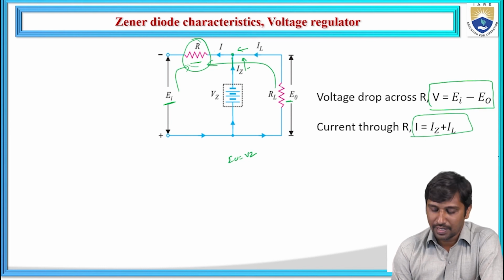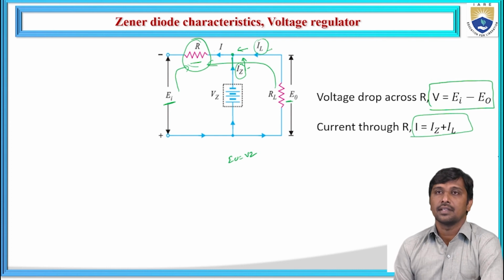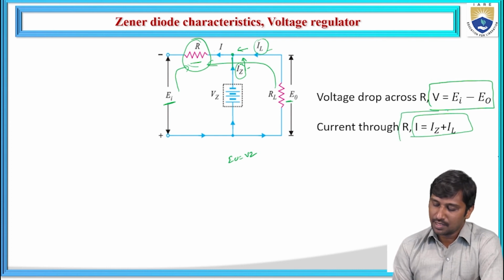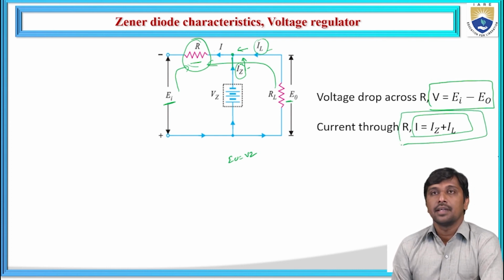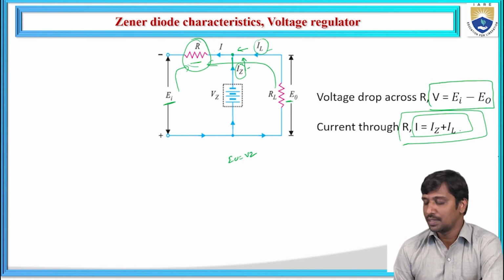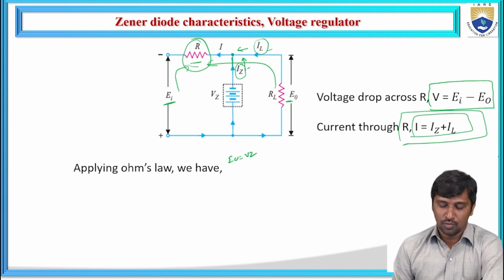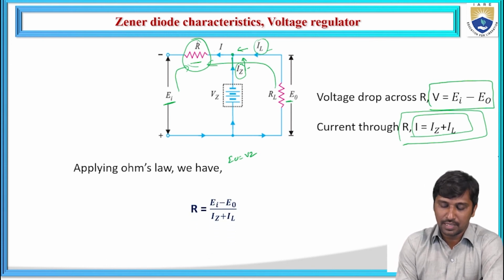That means the current across the Zener diode is represented as IZ, and the current across the load resistance is represented as IL. That is the reason the current flowing through the input resistance is I equal to IZ plus IL. Based on that, if you apply Ohm's law, we can calculate R.